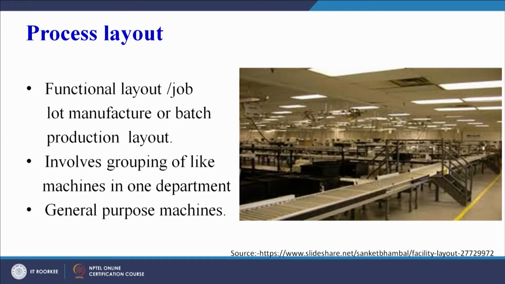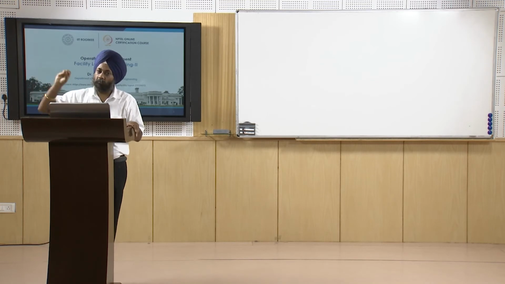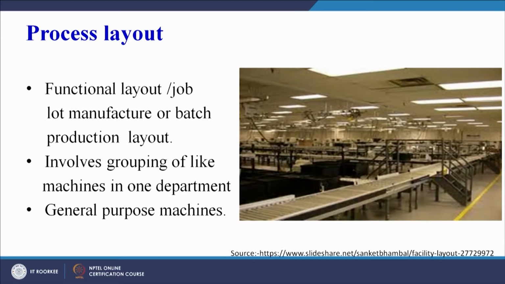What is this type of layout? We know that for job shop or batch we use process layout, and for mass manufacturing we use product or line type of layout. All of us know by now what a line type of layout is, but what is process type of layout? It is clearly explained in point 2 that it involves grouping of like machines in one department, grouping of similar machines in one department. We will see with the help of a diagram.